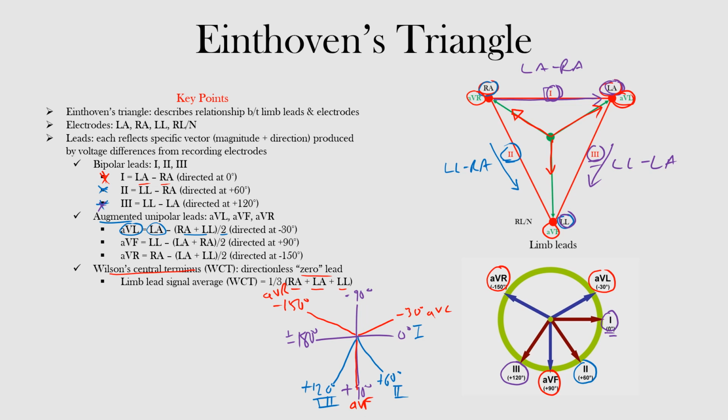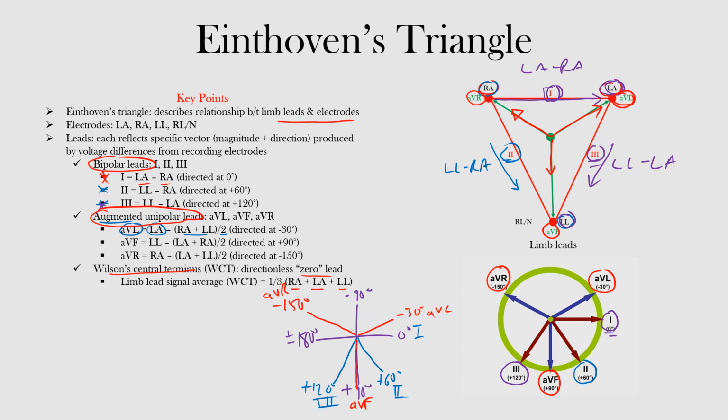So let's briefly review what we discussed before we end here. Einthoven's triangle describes the relationship between the limb leads and the electrodes. We said there are 4 electrodes: the left arm, the right arm, the left leg, and then the right leg or neutral electrode. We said that these leads each reflect a specific vector of magnitude and direction, produced by the voltage differences from the recording electrodes. We talked about the bipolar leads 1, 2, and 3 and where they're directed, the augmented leads and where those are directed, and then we discussed Wilson's central terminus.